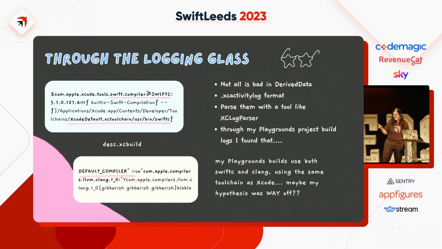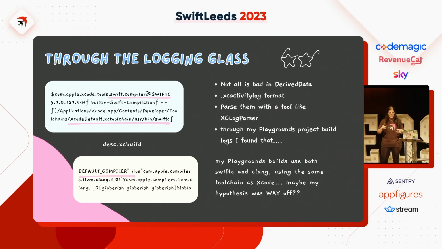So I found an XC activity log file format, and I tried to open it, and then I remembered, actually, you can't really read them. If you try and open an XC activity log format file, it's just a bunch of gibberish because it's a very compressed binary. Fortunately, there's a really cool tool called XCLogParser that my team at Spotify developed a few years ago, and now it's maintained by the Mobile Native Foundation.